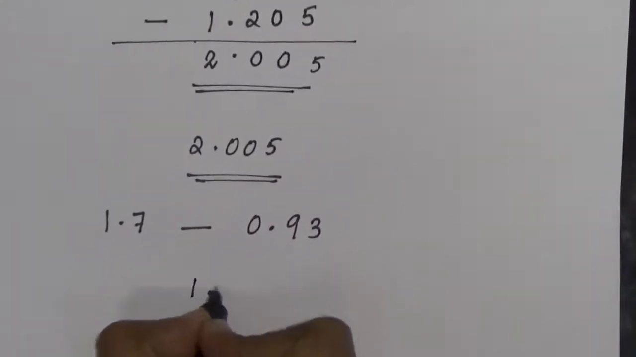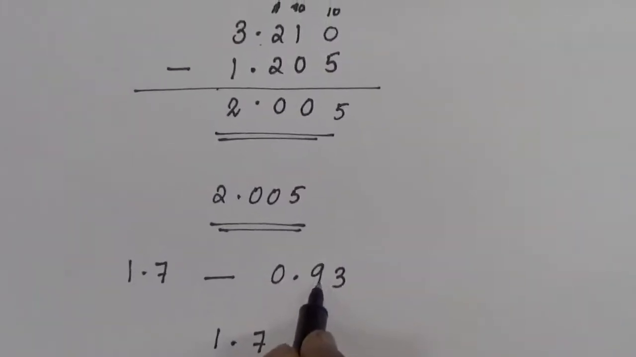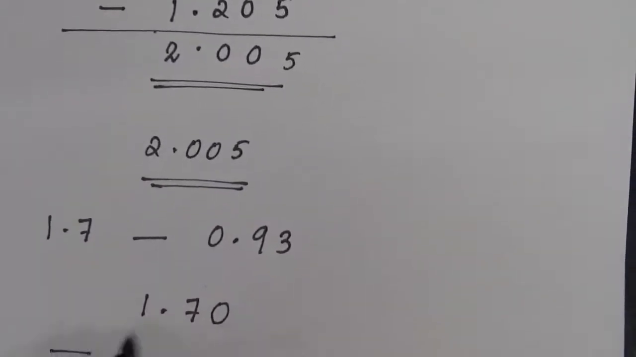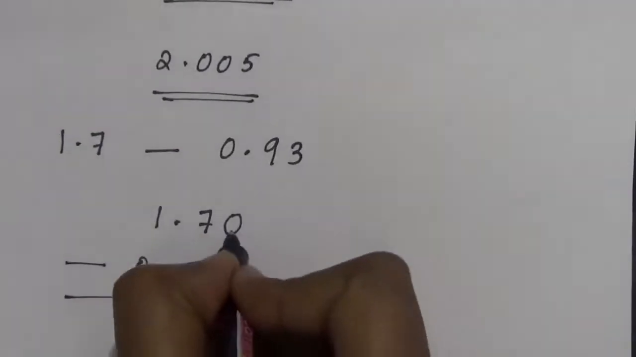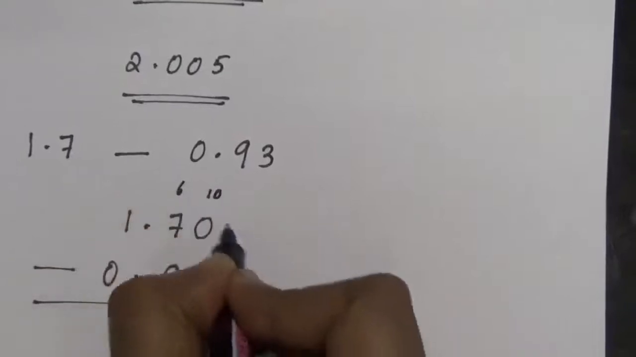So here we have 1 decimal place, here we have 2 decimal places. So here you can add 1 0. Okay, minus 0.93. So here we have 0, so we write this as 10. So this 7 becomes 6. Okay, now 10 minus 3 is 7.